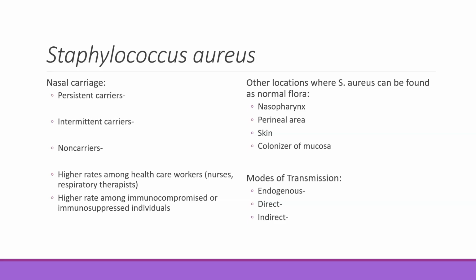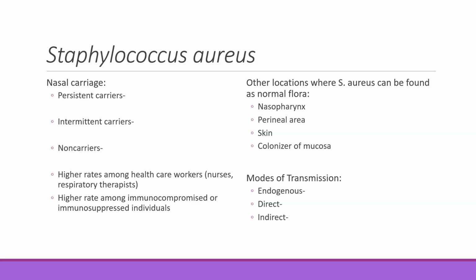People can be intermittent carriers where it comes and goes, or non-carriers. Again, there's a higher rate amongst healthcare workers to be carrying those things persistently. And then in immunocompromised patients as well, we see them more often. Most of us have Staph aureus somewhere in our body and it doesn't affect us. It becomes a problem when it becomes MRSA.